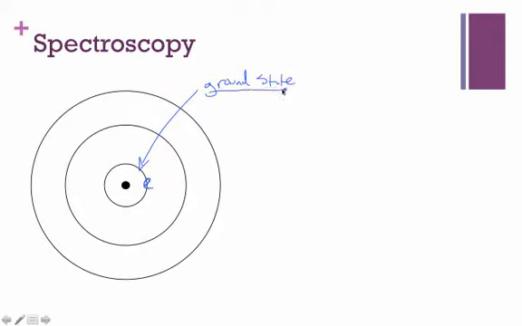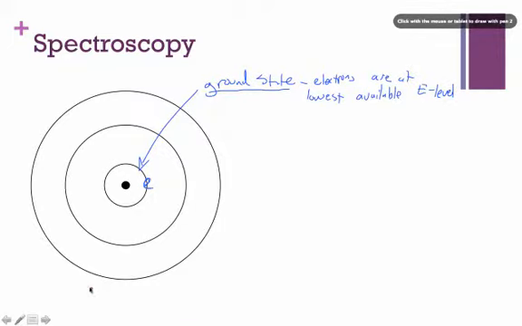And in the ground state, electrons are at the lowest available energy level. If you remember from how we put Bohr models together, this is where we naturally place our electrons, in the lowest available energy level. Now, here's where things start to digress a little bit from how we've talked about before.